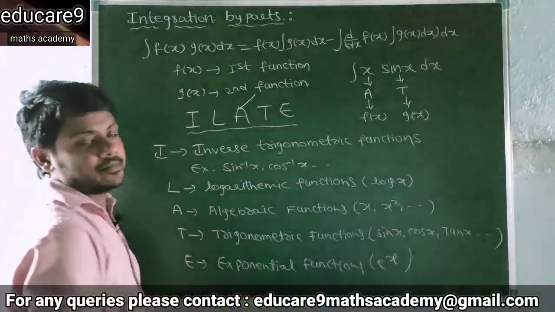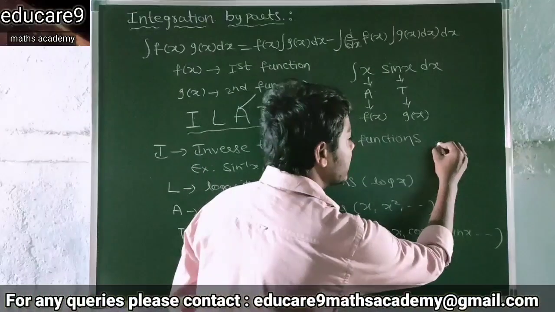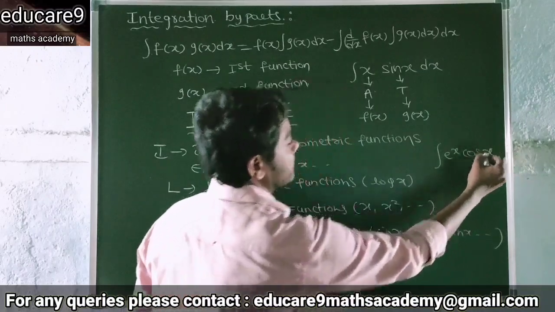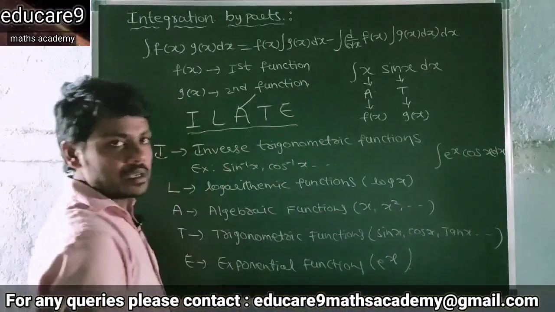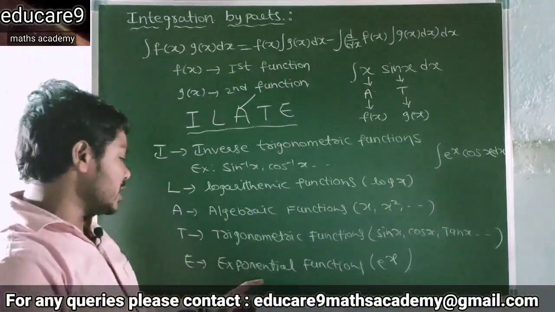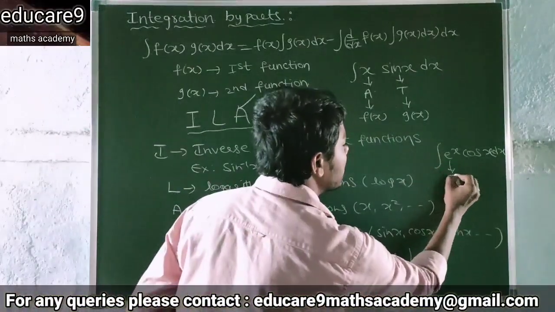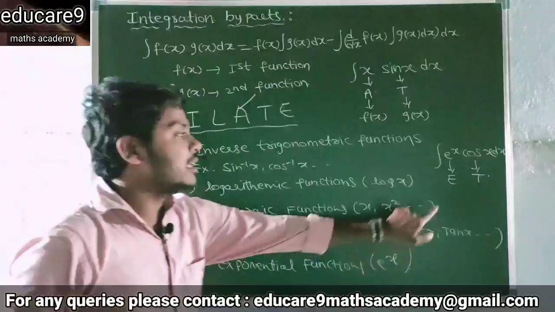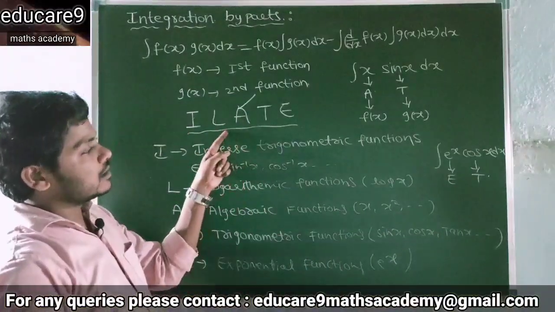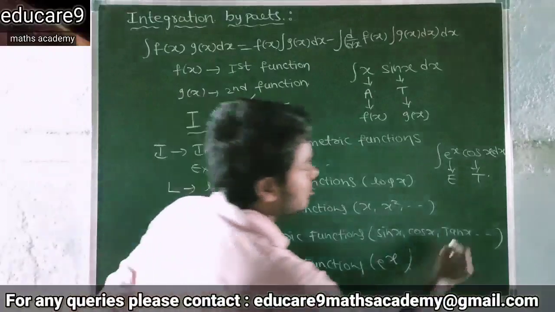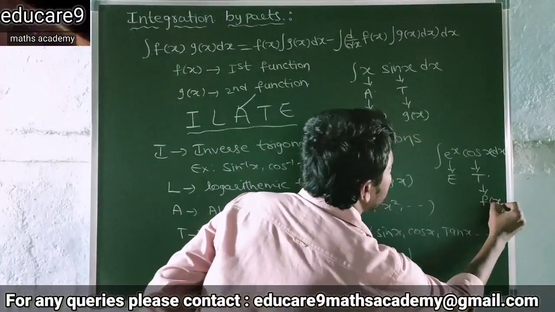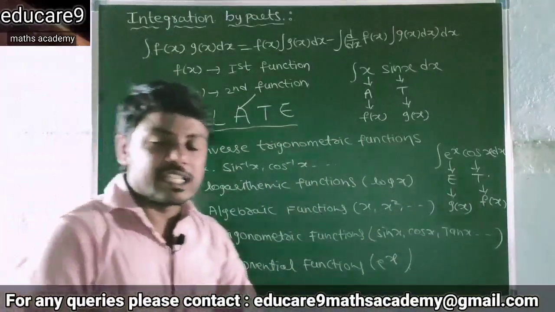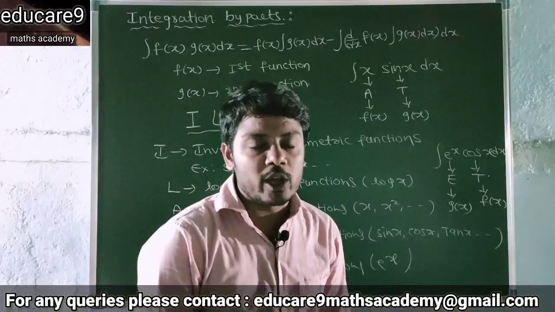For example, integration of e power x cos x dx. Clearly e power x is the exponential, that is E, and cos x is the trigonometric function, that is T. In these two, T is the first letter. So cos x is the first function and e power x is the second function. So this is the concept of integration by parts.